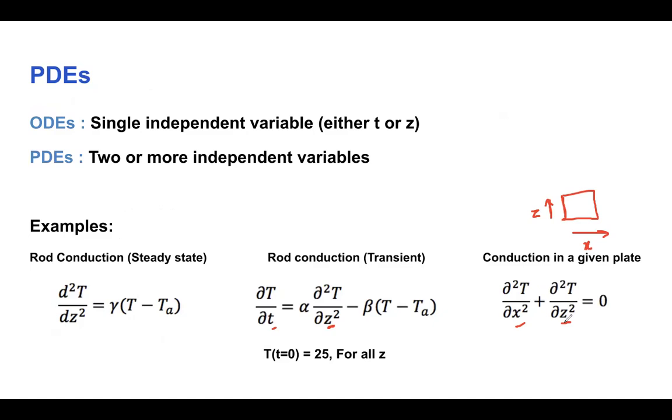In that case also, what we have is a partial differential equation. Here the dependent variable is temperature and the independent variables are the position along the x direction and the position along the z direction. There are two independent variables. So this kind of problem is also called a partial differential equation.